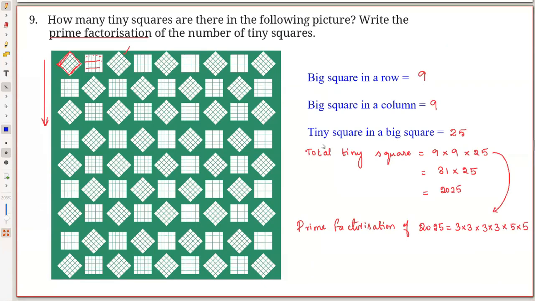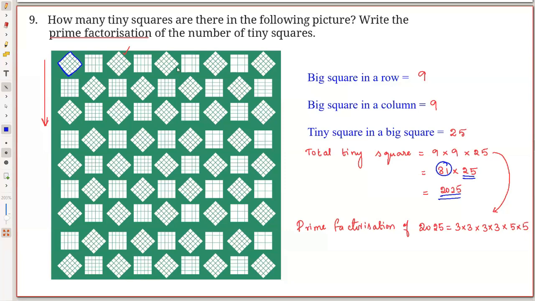Now tiny squares in a big square. Inside one big square, how many tiny squares? If you count, you get 25. Therefore, total tiny squares: 9 rows, 9 columns, and in each square we have 25 small squares. Just multiply it: 2025. They ask for the prime factorization of 2025. So 3 into 3 into 3 into 3 into 5 into 5.